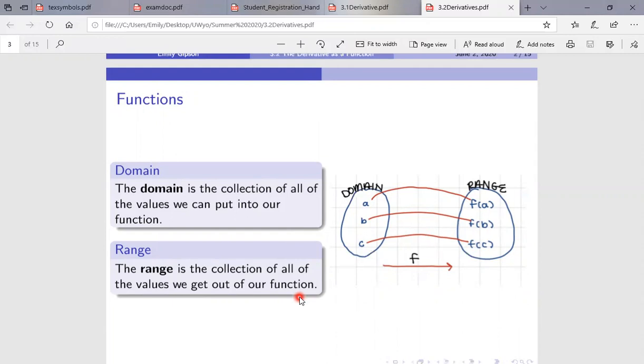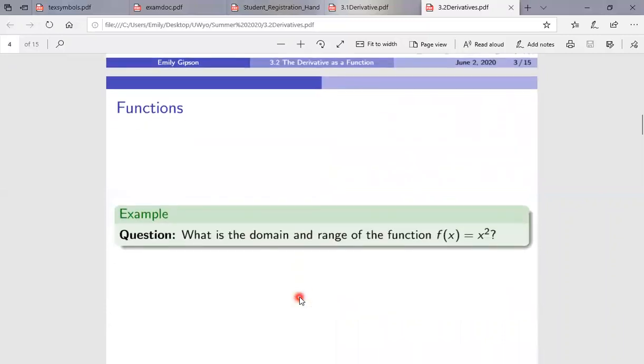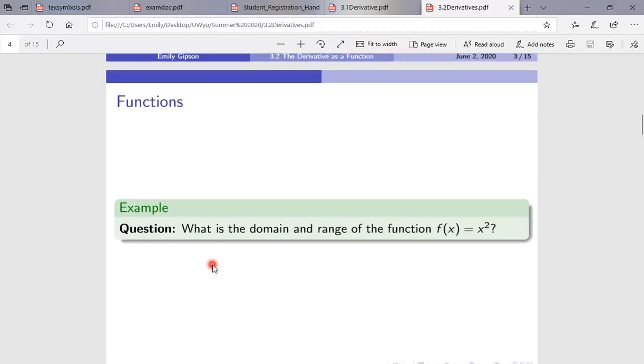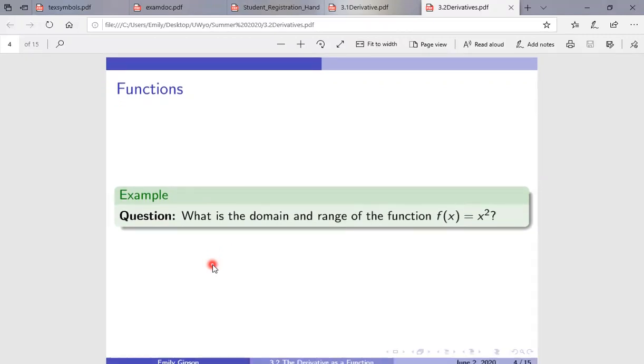So let's go to an example, and I think this is going to be a pretty useful example. Our friendly function f of x equals x squared. So the question is, what is the domain and range of the function f of x equals x squared? And you can go ahead and pause and go back maybe a slide and see for yourself what you think this might be, but we'll get to it in a moment.